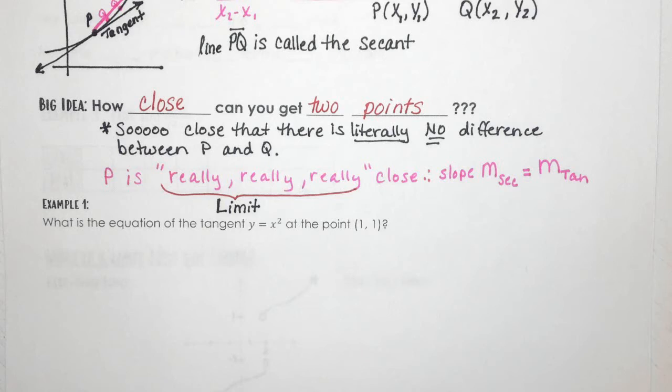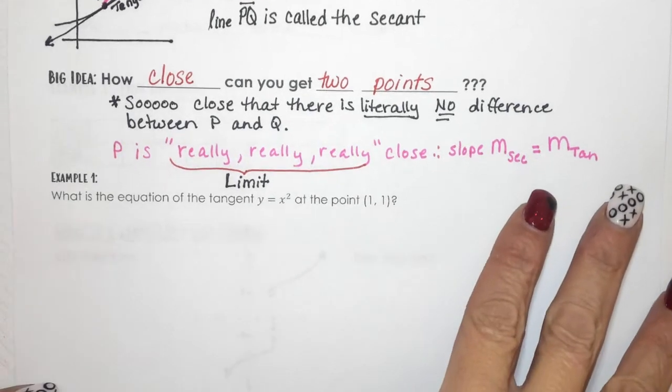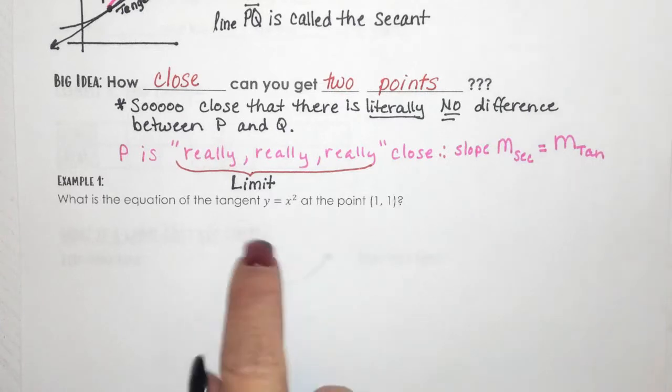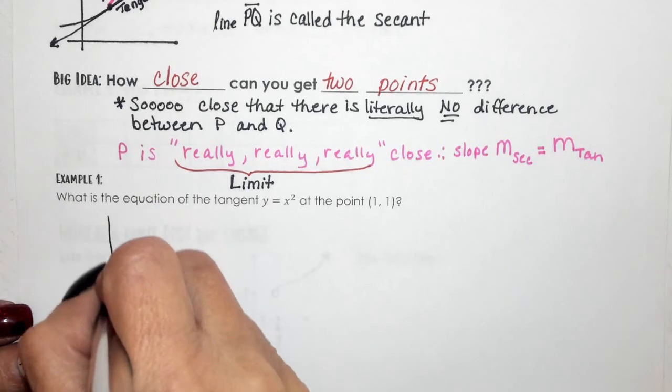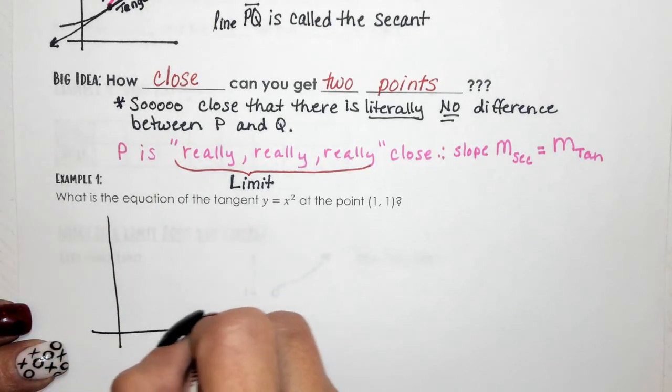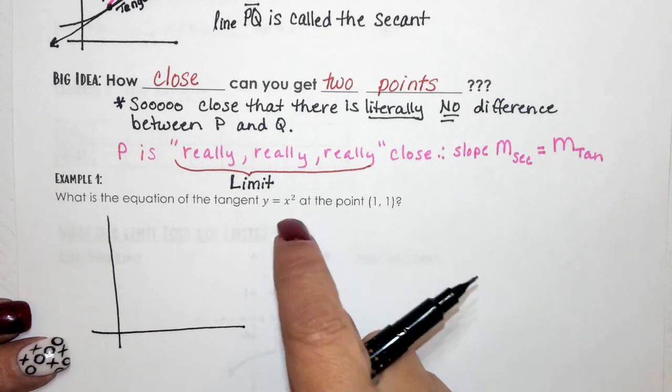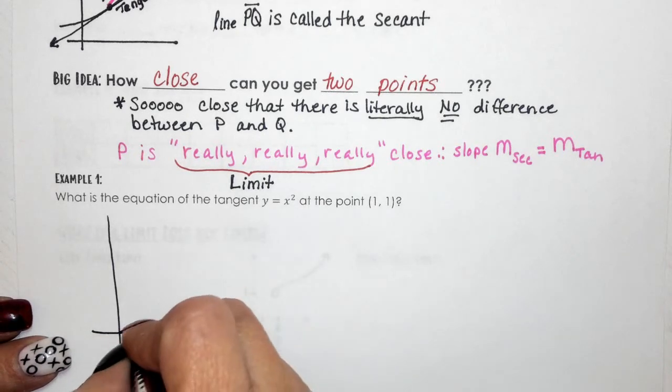So let's just talk about a scenario. How is this going to work? How is the slope of the secant and slope of the tangent going to work? So I'm going to give you an equation, a function, y equals x squared. I give you a point 1, 1. So here we go. Let's graph this. I'm only going to graph the positive side of this. So it would look something like this, right?